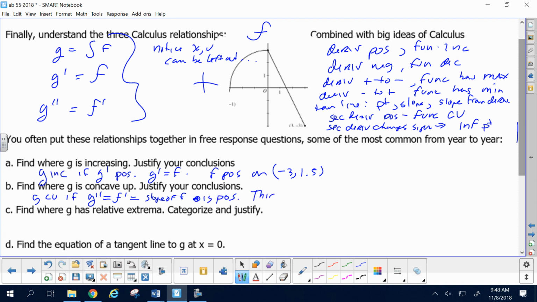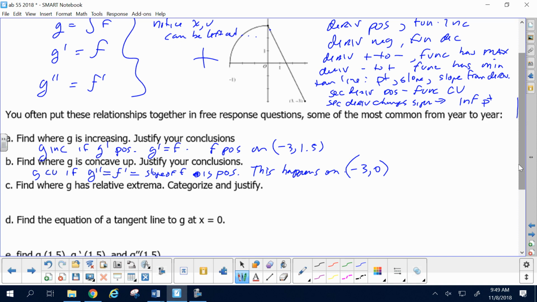This is on blank. Well, all right, so G double prime needs to be positive. G double prime is the same as F prime. F prime is the slope of F. I need to find where the slope of F is positive. Where's the slope of F positive? -3 to 0. Are you with me? All right.